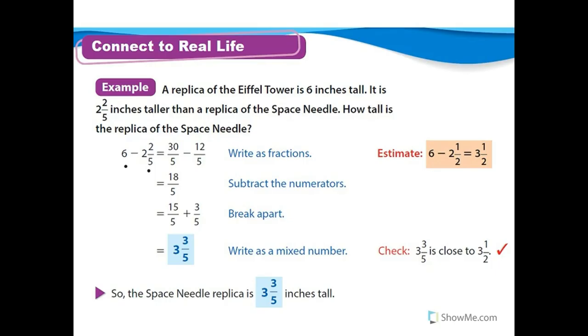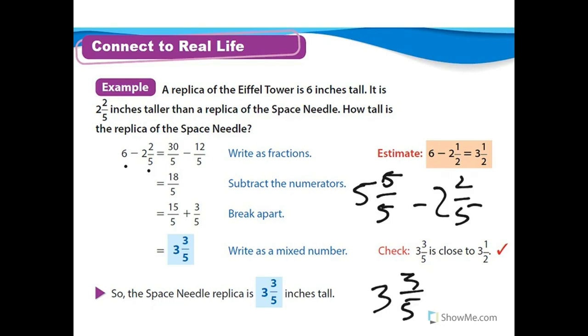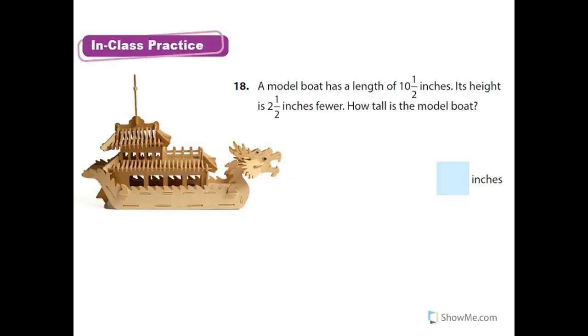And then make it where it's 3 3/5. So the Space Needle's replica is 3 3/5 inches. What could they also do? Yeah, they also could have done 5 5/5 minus 2 2/5, and that would be 3 3/5. Okay, so either way, you can do that. All right, so think about that as you read and solve number 18.